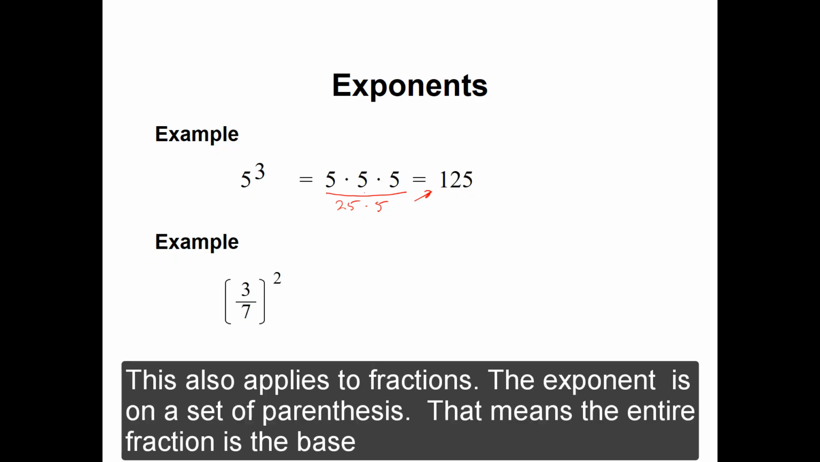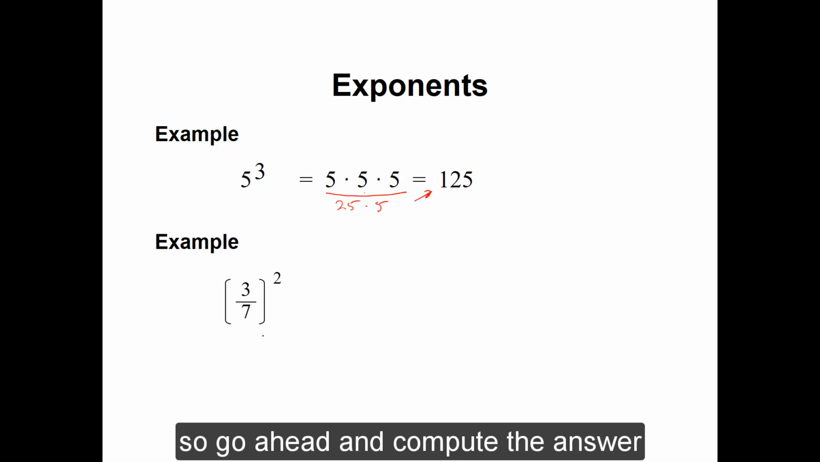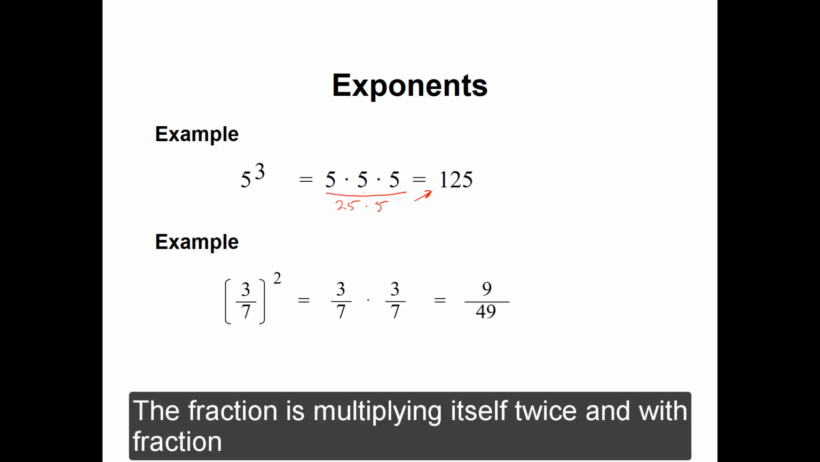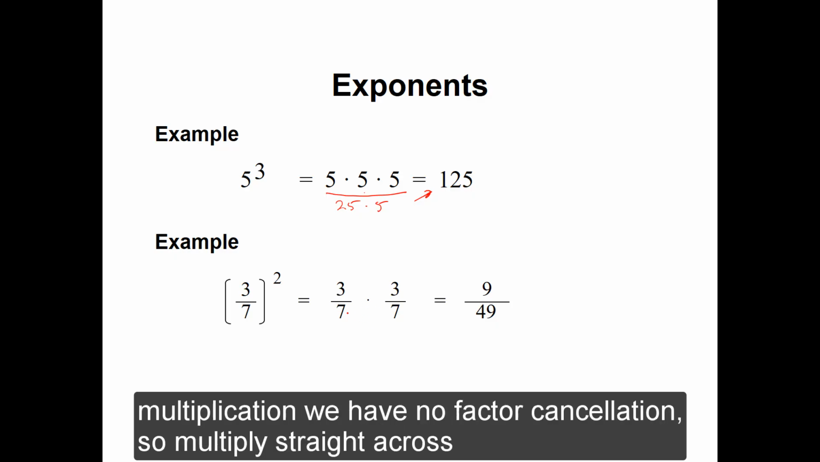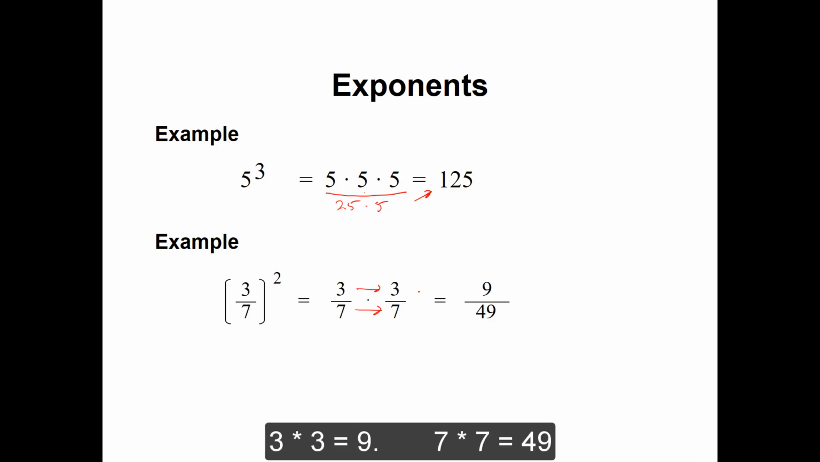Okay, and it also applies to fractions. Here we have the exponent and it's on a set of parentheses, so that means the entire fraction is going to be the base. And so take a look at this real quickly and compute an answer. Okay, well, this represents the fraction multiplying itself twice, and with fraction multiplication we have no cancellations. We multiply straight across. 3 times 3 is 9, 7 times 7 is 49.